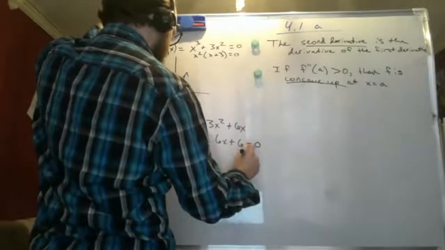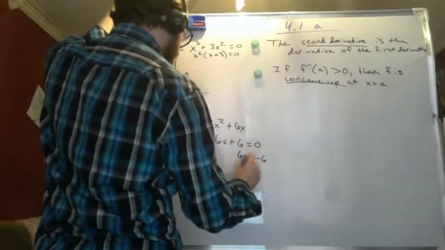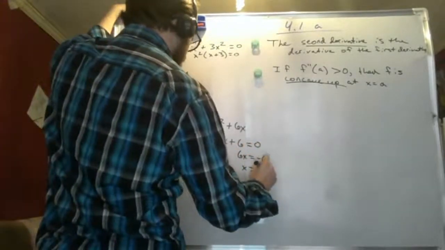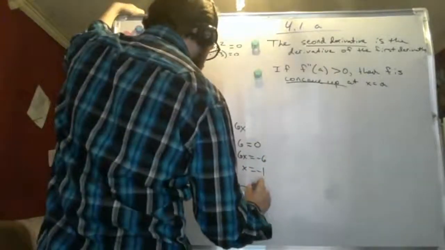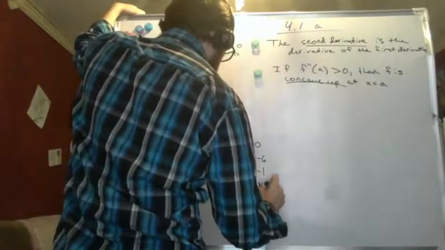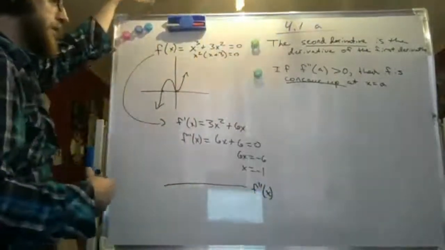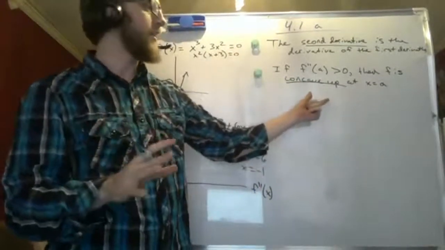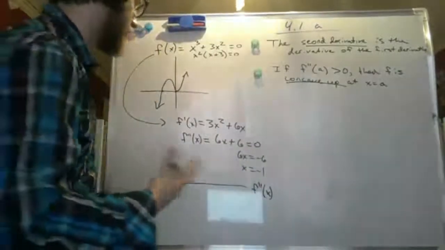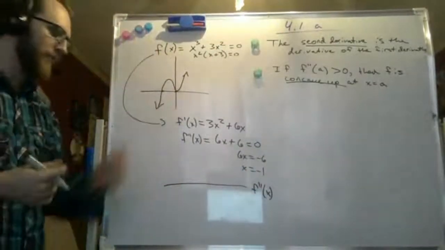And so 6x is equal to -6. X equals -1. So I'm going to create a number line using the second derivative, and this will be important for determining what is called concavity. And again, we're going to touch on that again here in a second so you know what concavity actually means in terms of a picture.